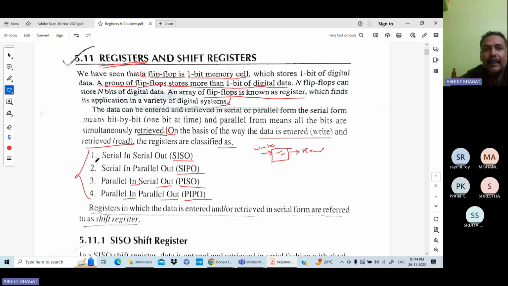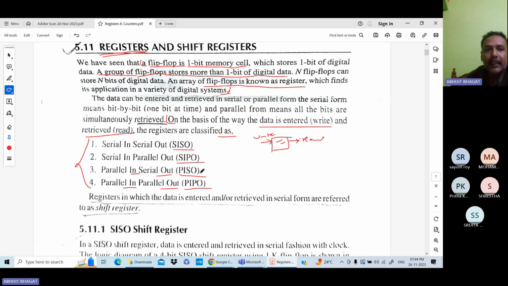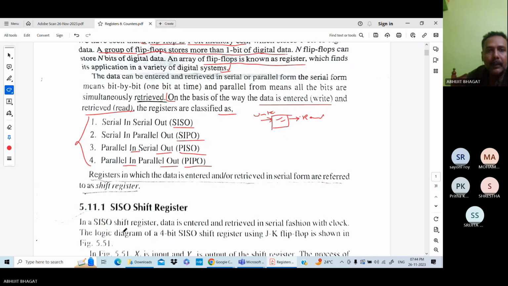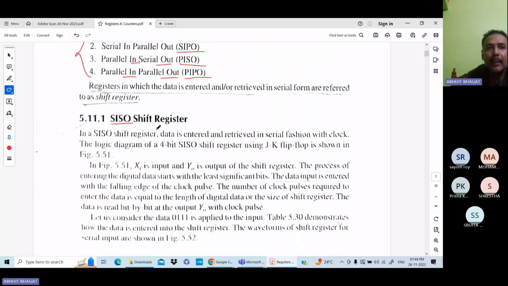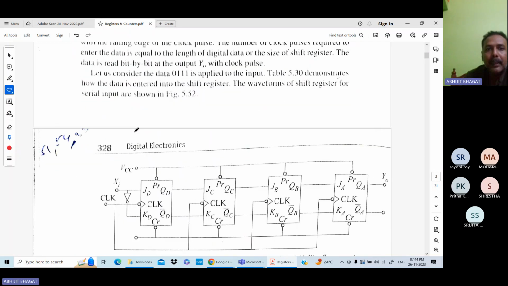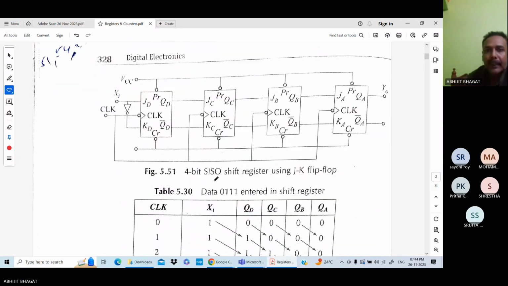Now the design of these registers. So the first register is SISO. SISO means serial in, serial out register. As by the name, the data goes into the register serially and data comes out from the register serially. So this is the design of the serial in, serial out register. This is the design of the SISO register using JK flip-flops.